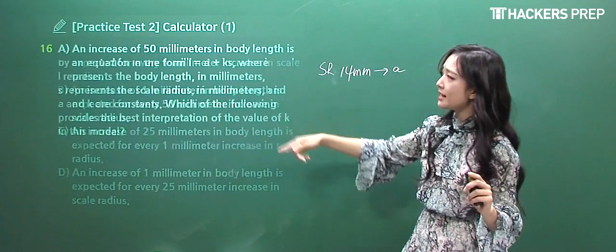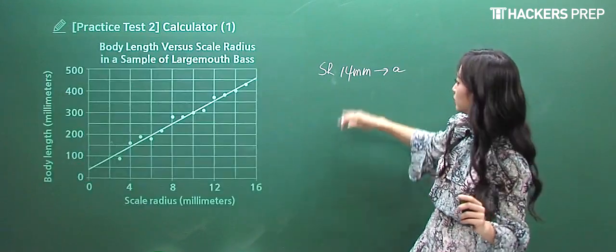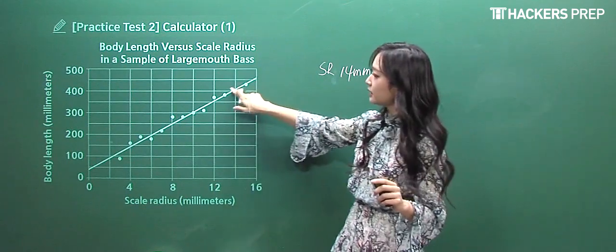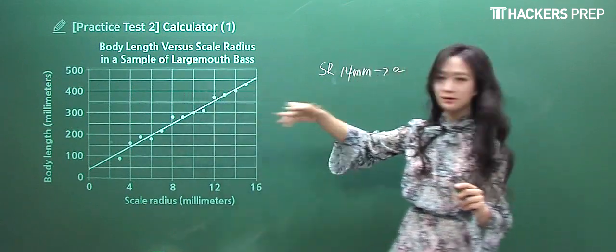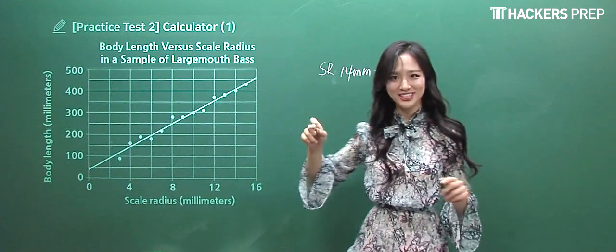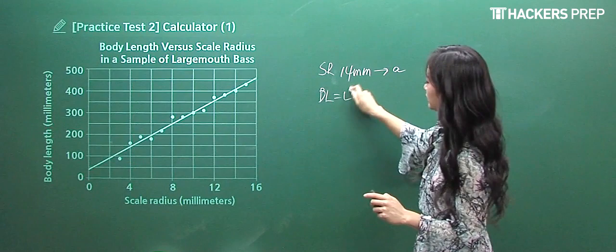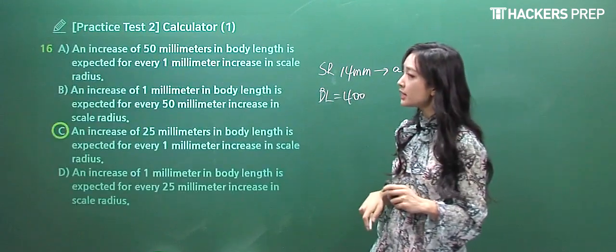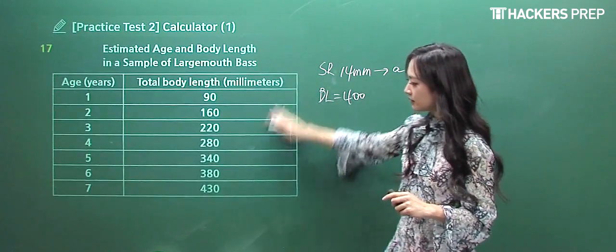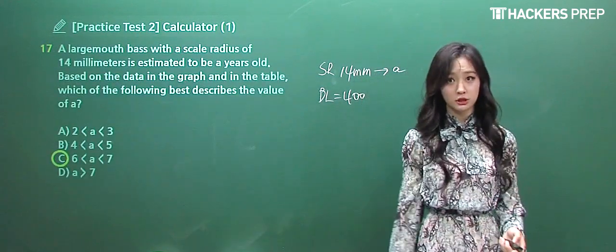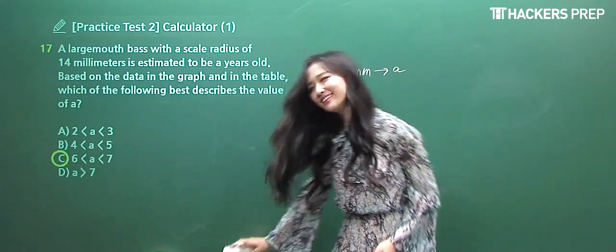So I think we have to go back to our graph here. When we have scale radius, that's the x-axis, to be 14, it refers to body length of about, can you guys tell me? 400? Yeah. Body length of 400. So what do you do? You look at the table. 400 is going to be between 6 and 7. So that's why C is the correct answer choice. Okay? Very good.